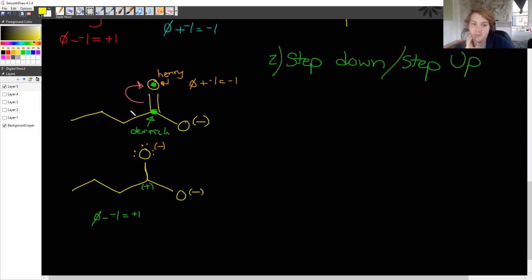So that's the step up. The step up is where you take a double bond and you step it up onto an adjacent atom. Step down is just really similar, where we have an atom that has a lone pair, and we take it and we step it down onto an atom that's involved in a pi system.